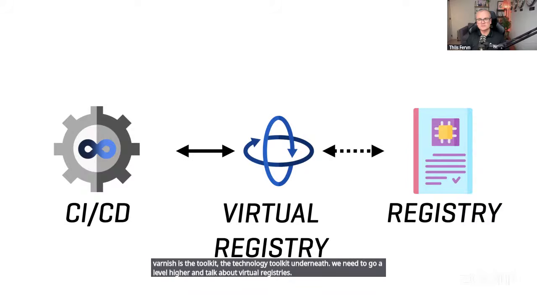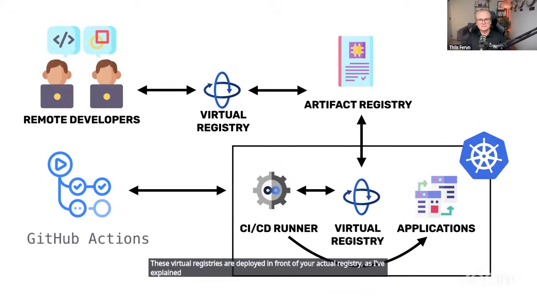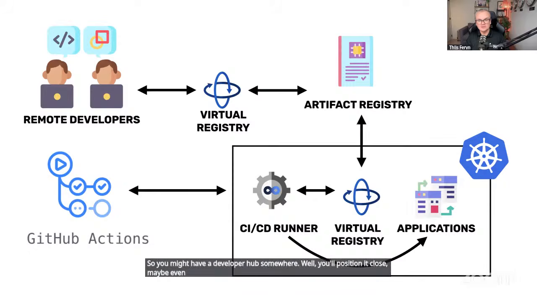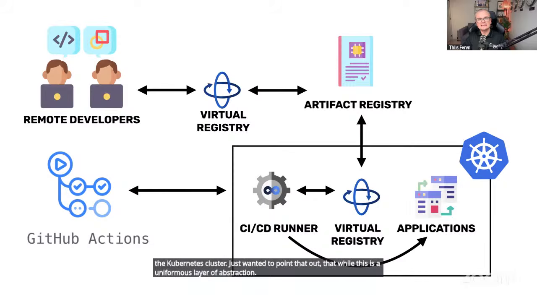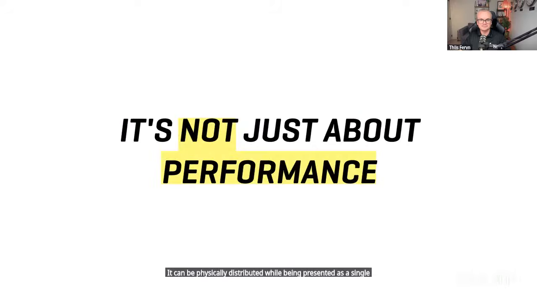These virtual registries are deployed in front of your actual registry, as I've explained, but they could be distributed. I mentioned hyperlocalization. You need to position them exactly where you need. So you might have a developer hub somewhere. Well, you'll position it close, maybe even in that office. You might have a Kubernetes cluster. Maybe you'll install a virtual registry inside the Kubernetes cluster. Just wanted to point that out, that while this is a uniform layer of abstraction, it can be physically distributed while being presented as a single layer logically.